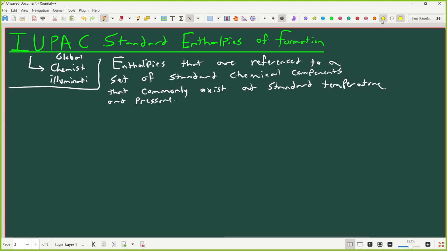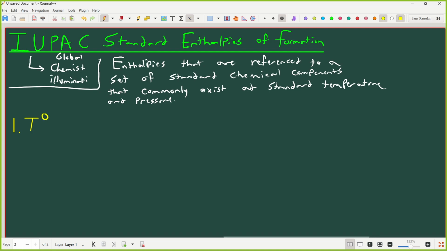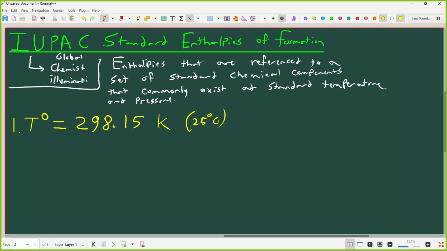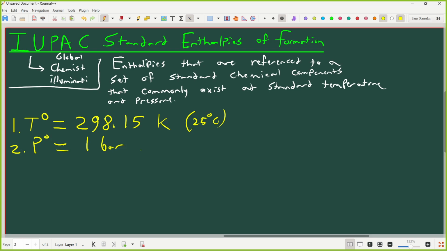First of all, we have to define what standard temperature and pressure is. For IUPAC, we call the standard temperature T circle, T naught. The standard temperature, of course, is 298.15 Kelvin, 25 C, STP. And the standard pressure that everything is defined at is 1 bar, which is roughly 1 atmosphere.